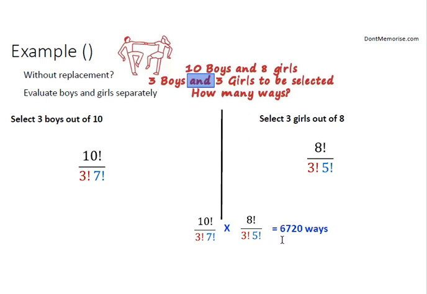Okay, there are 6,720 ways to select 3 boys and 3 girls from 10 boys and 8 girls.